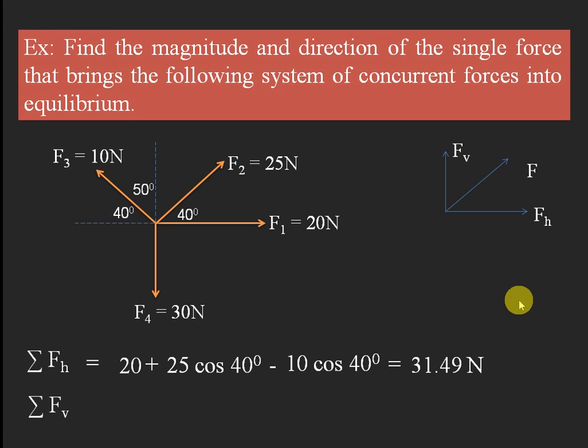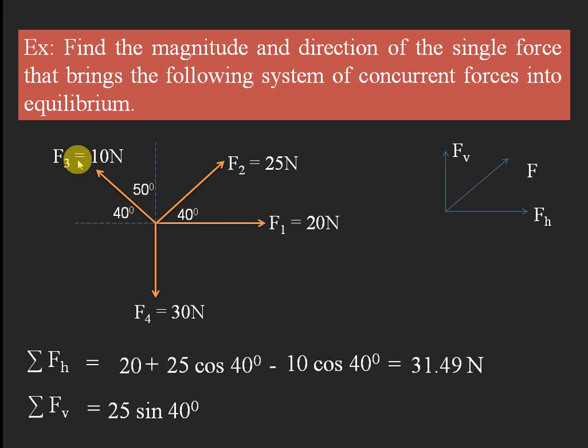Similarly, we need to find the vertical component. Again consider F1. I told you whenever it is acting in the horizontal direction there will be no vertical component. So for F1 there is no vertical component. For F2 there will be a vertical component with respect to the inclination given with respect to the x-axis. So the vertical component will be F2 sine 40 degrees. F2 sine theta means F2 sine 40 degrees. So again equal to 25 sine 40.